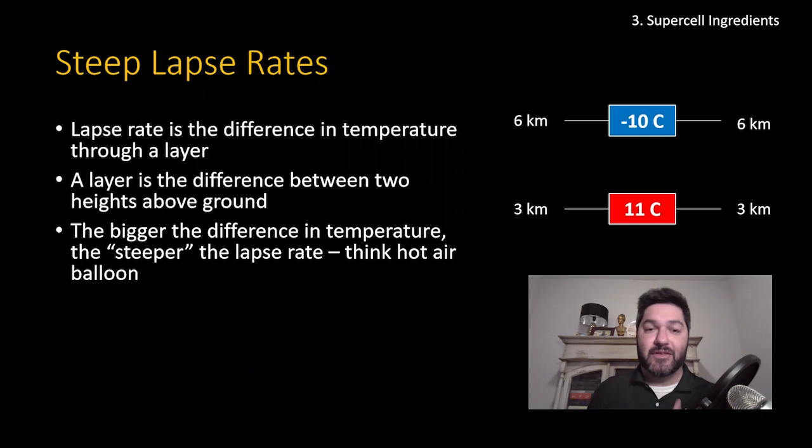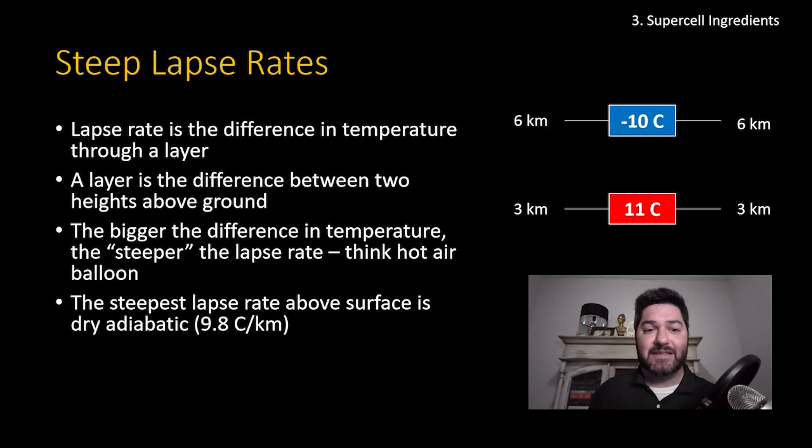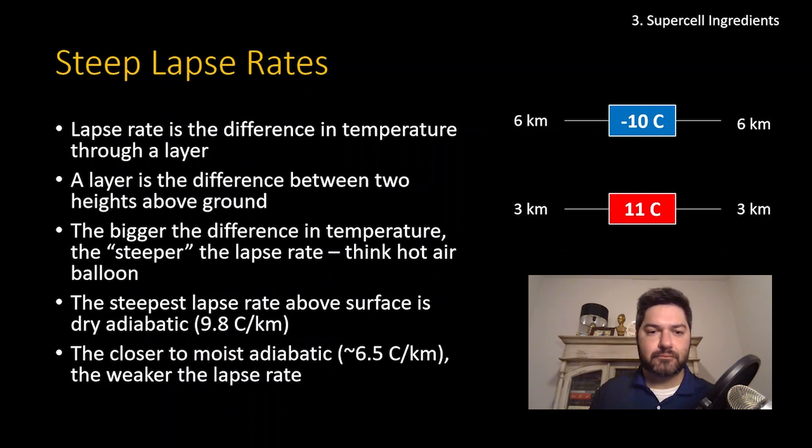And the bigger the difference in temperature, the steeper the lapse rate. So you can think of it like the hot air balloon. The warmer the hot air balloon is relative to its surroundings, the faster it rises. And the steepest lapse rate above the surface is dry adiabatic. This is 9.8 Celsius per kilometer. Now, the closer to moist adiabatic, about 6.5 C per kilometer, the weaker the lapse rate. So the lapse rate will be generally between those two rates.